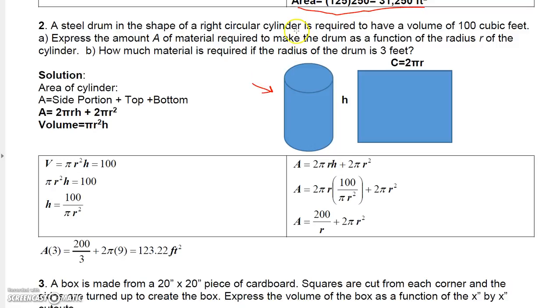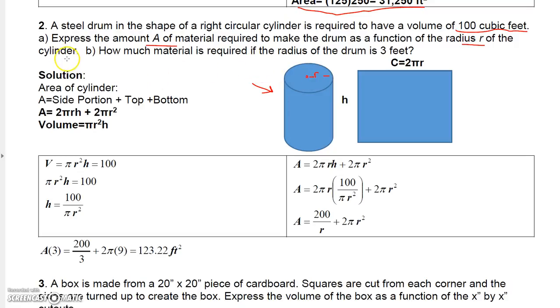Now, the next example, we've got a steel drum here that's in the shape of a circular cylinder, and it needs to have a volume of 100 cubic feet. And right here it says express the amount A of material required to make the drum as a function of the radius R of the cylinder. Now R would be right here from the middle of that top to here, so that would be R.